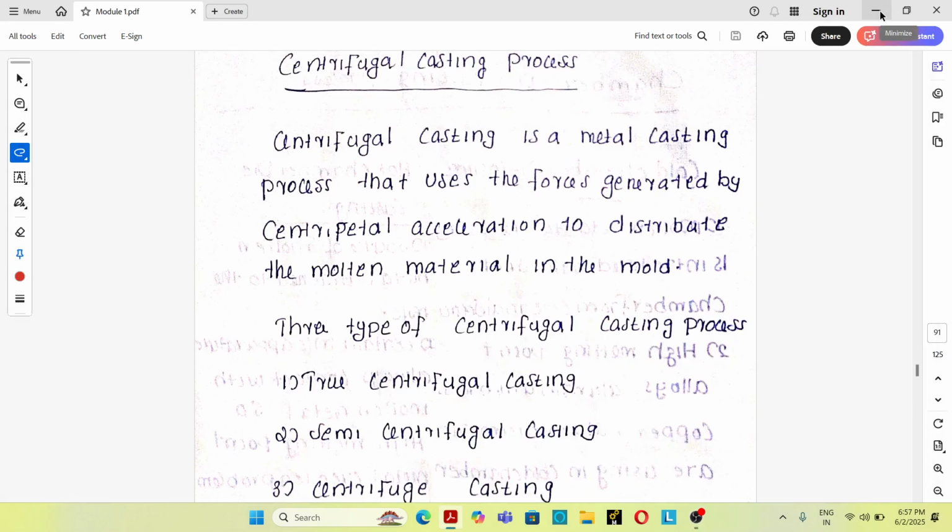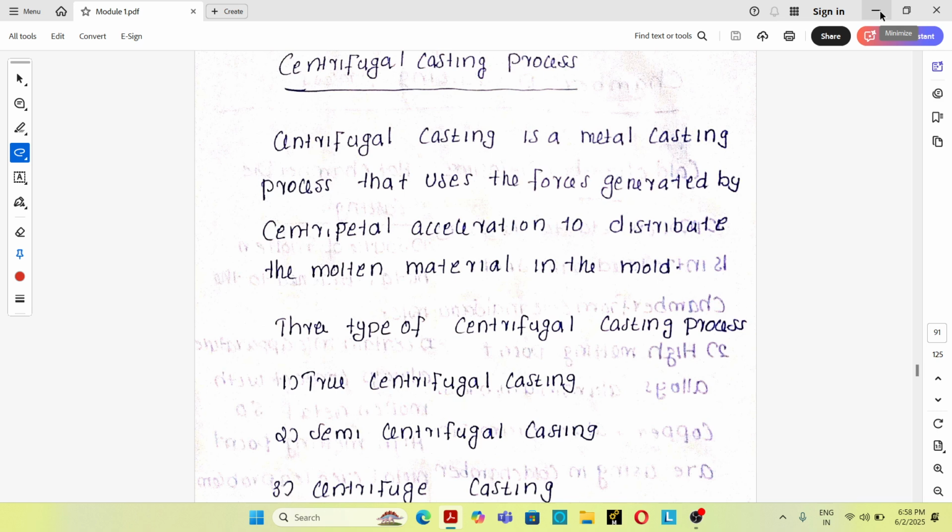In this video, I am going to discuss the centrifugal casting process. Centrifugal casting is a metal casting process that uses the force generated by centripetal acceleration to distribute the molten material inside the mold. In the centrifugal casting process, a rotating mold is used.